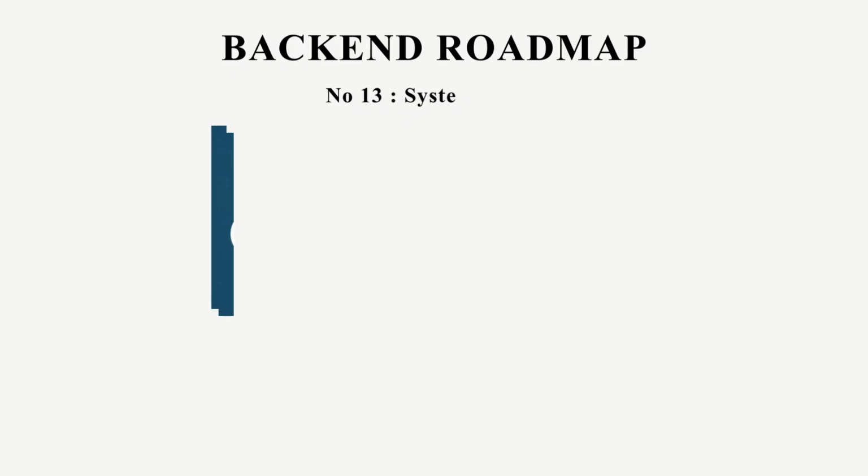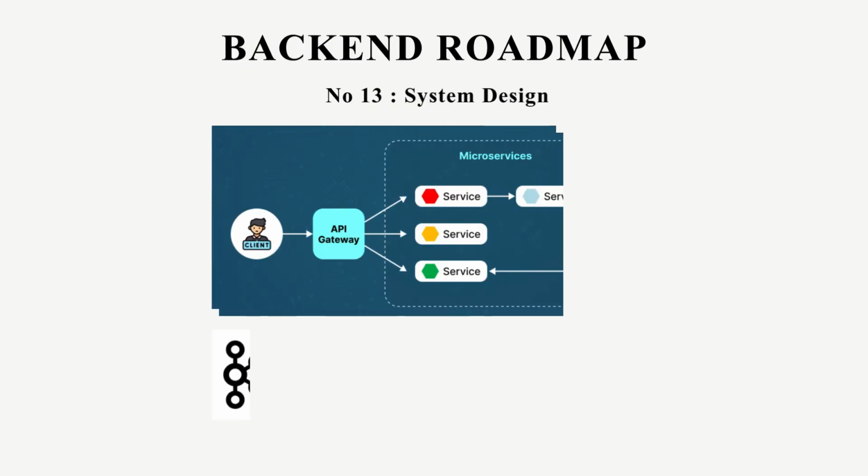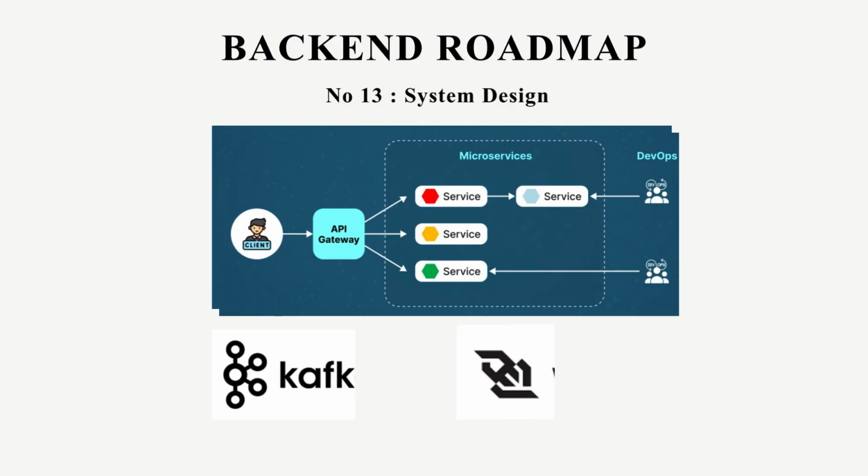Number 13. System design. Finally, advanced backend developers must understand system design. Large applications often use microservices architecture, where systems are divided into independent services. Systems may also use event brokers like Apache Kafka to handle asynchronous communication. For search capability, many platforms use Elasticsearch. Real-time applications use technology like WebSocket to send live updates. Backend engineers must also understand database scaling techniques such as indexing, replicas, and sharding. These strategies allow systems to handle millions of users efficiently.